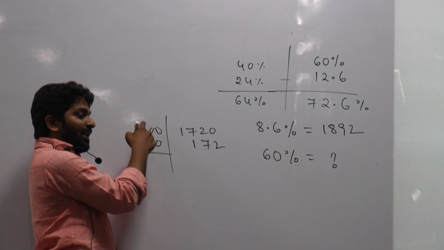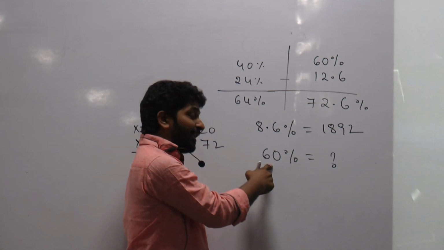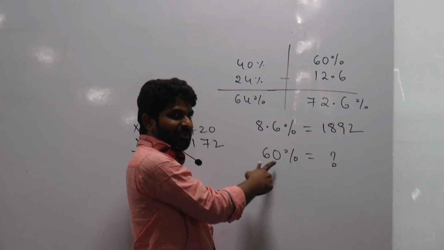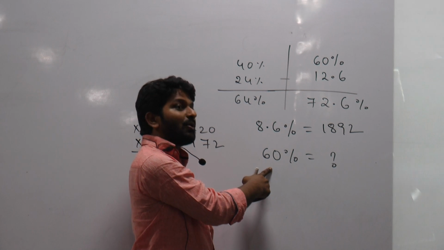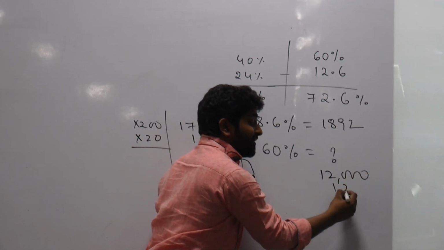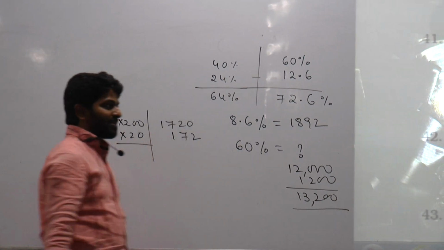So how much is our calculation part here? 220 times. 200 times of this number. What is 100 times of this number? 600. 100 times of this number is 600. 6,000. 200 times, 12,000. 20 times, 1200. Total 13,200 is our answer.